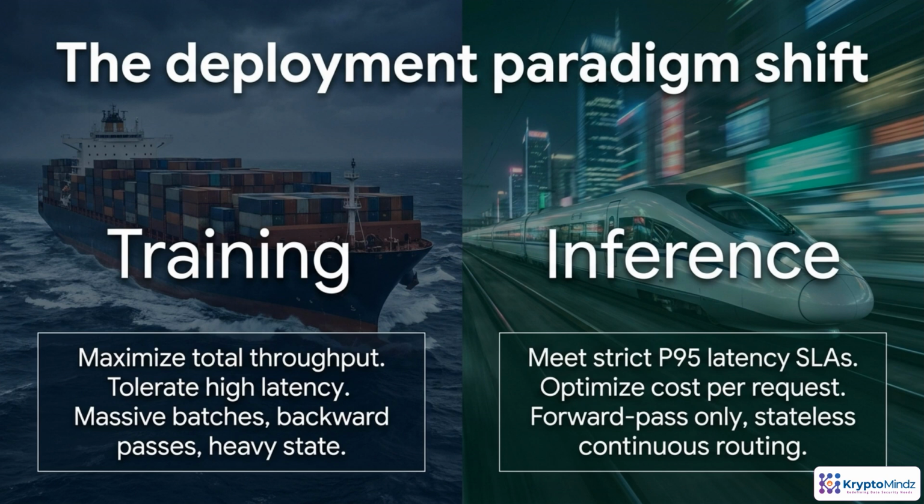Training and inference optimize for very different objectives. During training, you can tolerate slower individual steps, as long as the overall job finishes quickly. You use large batches, keep lots of optimizer state in memory, and pay the cost of backward passes. Throughput matters more than single-step latency. Inference flips that priority. Now every request must be fast and predictable. You mostly run forward passes, keep services stateless, and focus on cost and P95 latency per request.